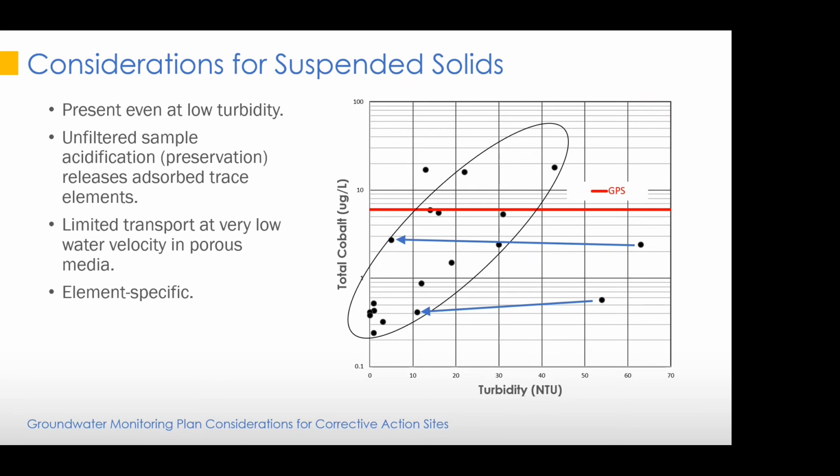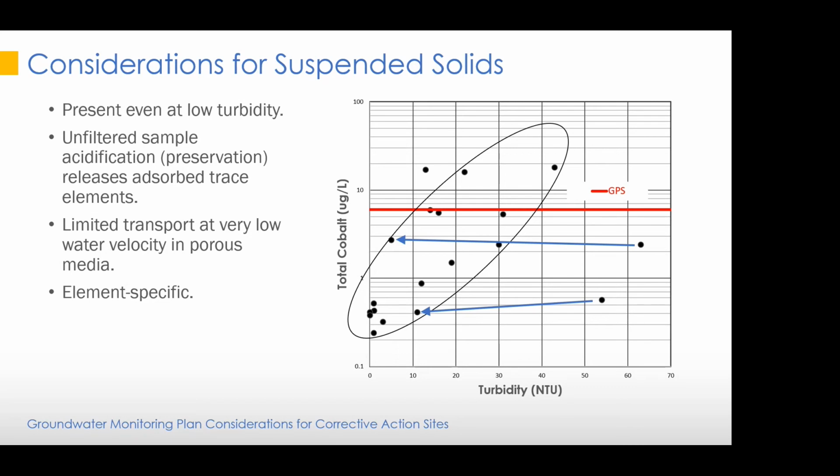And what you see here is total cobalt plotted against turbidity. And you see a clear trend of increasing cobalt concentrations in unfiltered samples as the turbidity increases. And sure enough, you get the turbidity high enough and you trip across the site's groundwater protection standard. So now you have these turbid samples, not very turbid, you're talking about 30 or 40 NTU, that are creating a problem.